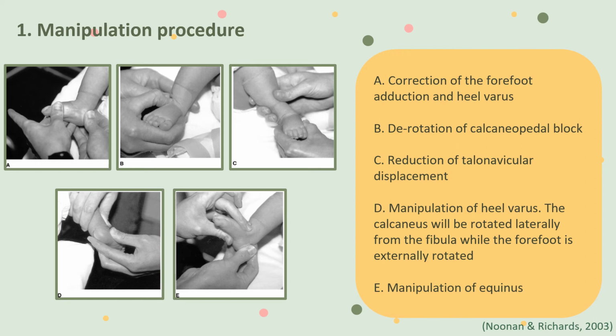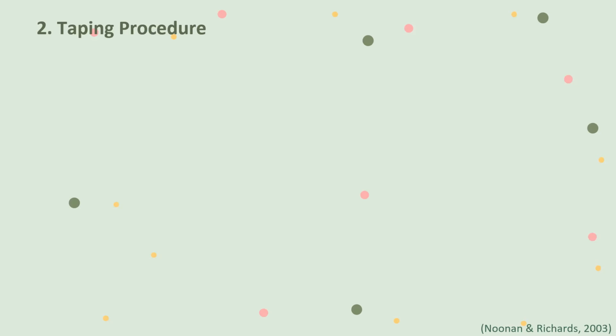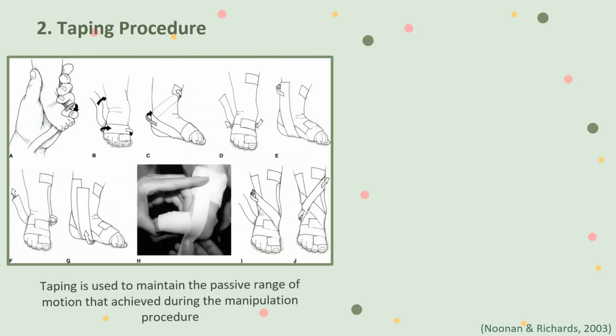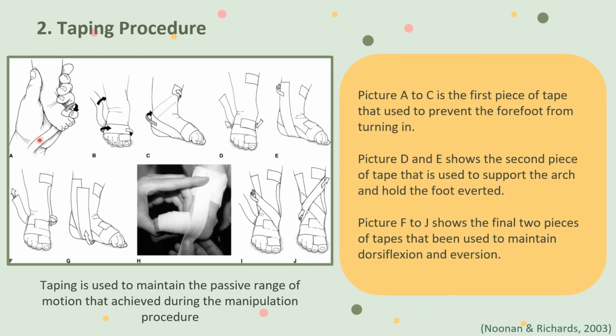Picture E shows manipulation of equinovarus by progressively bringing the calcaneus from plantar flexion to dorsiflexion while keeping the knee in flexion. Let's look at the second procedure of the French method, which is the taping procedure. It is used to maintain the passive ROM achieved during the manipulation procedure. Okay, pictures A to C show the first tape used to prevent the forefoot from turning in. Pictures D to E show the tape used to support the arch and hold the foot everted. Pictures F to J show the tape used to maintain the dorsiflexion and eversion.